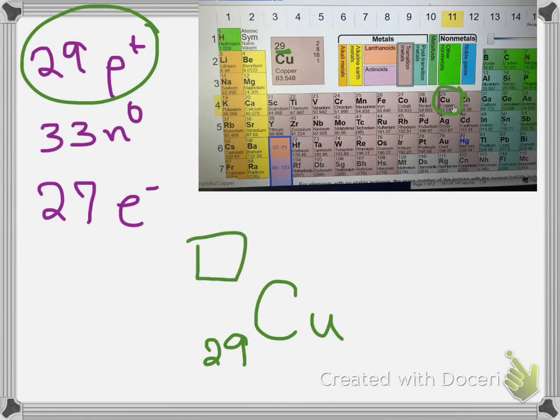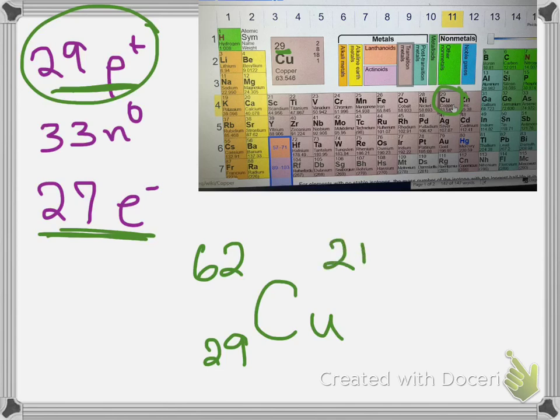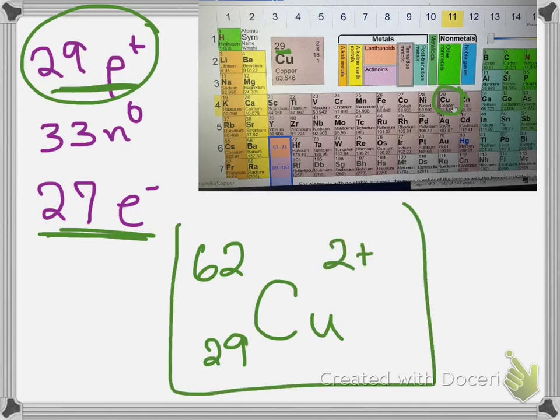Now for this space, this is the mass number. So I'm doing protons plus neutrons. So I would get 62. And for this last space, that's the charge. So that's protons minus electrons, 29 minus 27. So that would be a +2. And so this is my symbol.